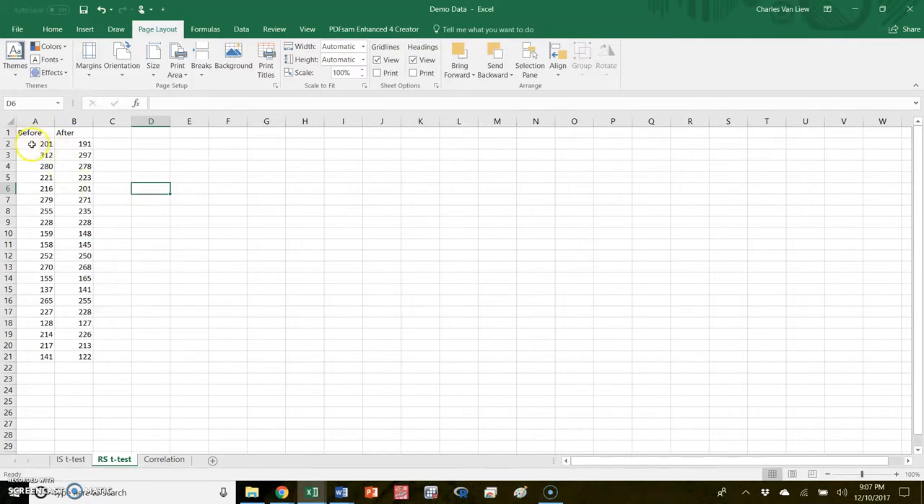So what I have here is two columns of data. We have scores before, and we have scores after a weight loss treatment was administered for a bunch of males and females. So this is how much a person weighed before the treatment, and this is how much they weighed after the treatment. So for this test, the hypothesis would be about whether or not we expected people to weigh the same or to weigh different amounts after treatment.